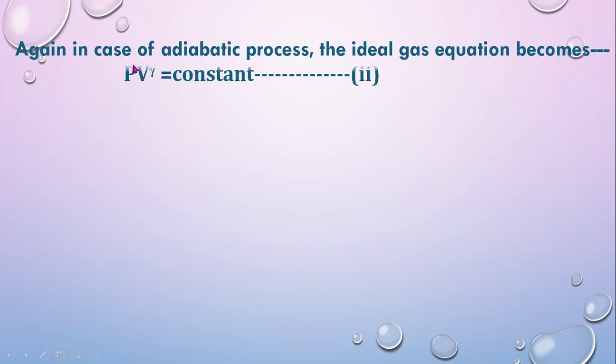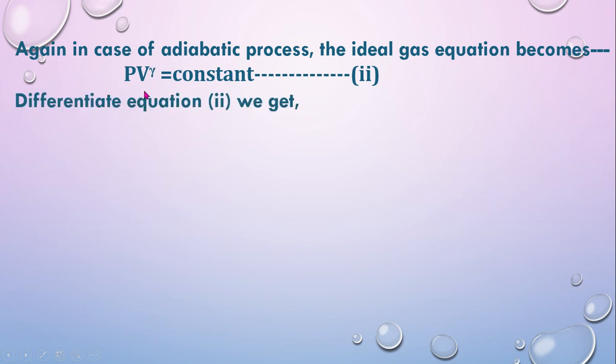Again, in case of an adiabatic process, the ideal gas equation becomes PV^γ = constant. Now again differentiate this equation, equation 2. Look, here PV^γ is a product, so we use the product form. We will use the rule d/dx of x^n, you will use that formula here.